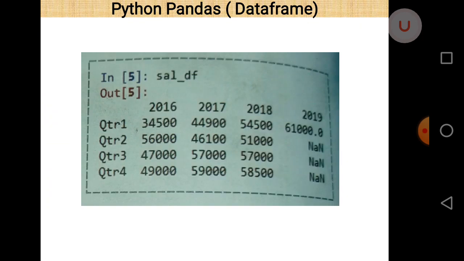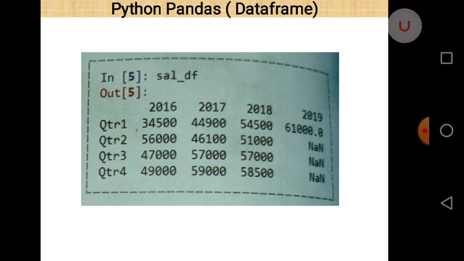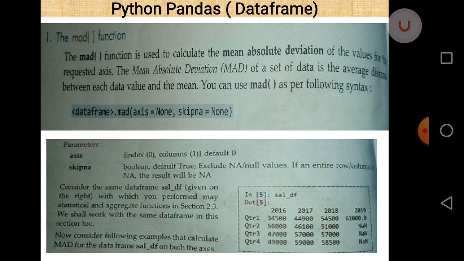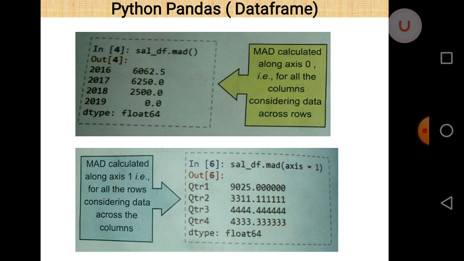This is the original data frame. Now if we want to calculate mean standard deviation, as I told you, it is a set of data and the average distance between each data value and the mean. So first of all, this is the original data frame, and this is a mad function.